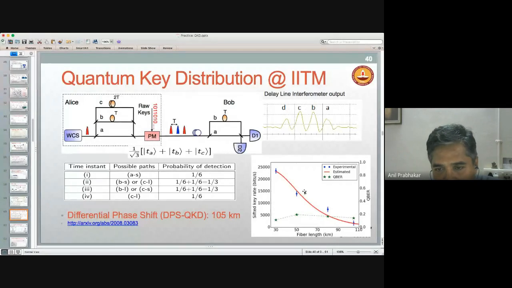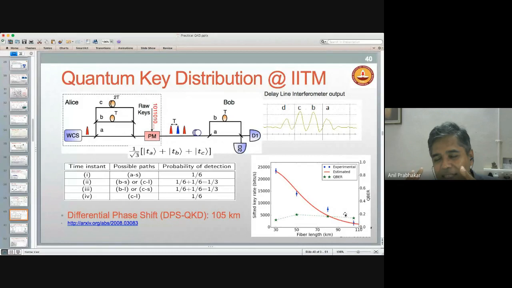This was our demonstration where we got it to go to about 110 kilometers, right? So 120 was the theoretical limit. We got to about 110. We did it with a quantum bit error rate of less than 20%. The quantum bit error rate is actually something that we need to worry about. My examples are actually not quite correct.